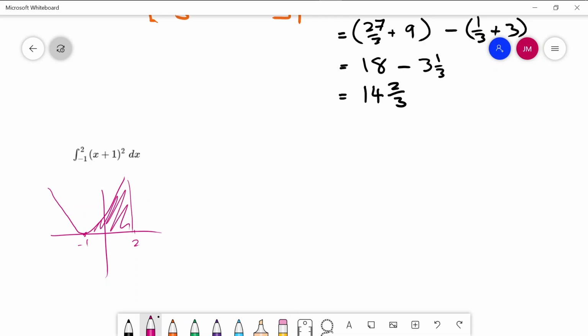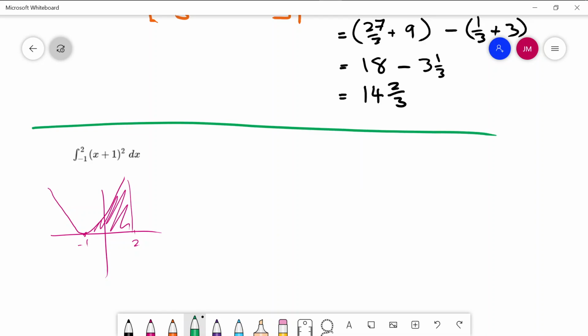Now, you don't have to sketch it first, but I like to do it because you do run into problems when it goes below the x-axis. You're going to have negative areas there, and we'll look at that next lesson when we look at the signed area. But for now, we're just going to look at when it's always above the x-axis. So, repeating those steps from our last example, we do the antiderivative. Now, negative 1 to 2. I'm going to expand this out, just make that x squared plus 2x plus 1 dx.